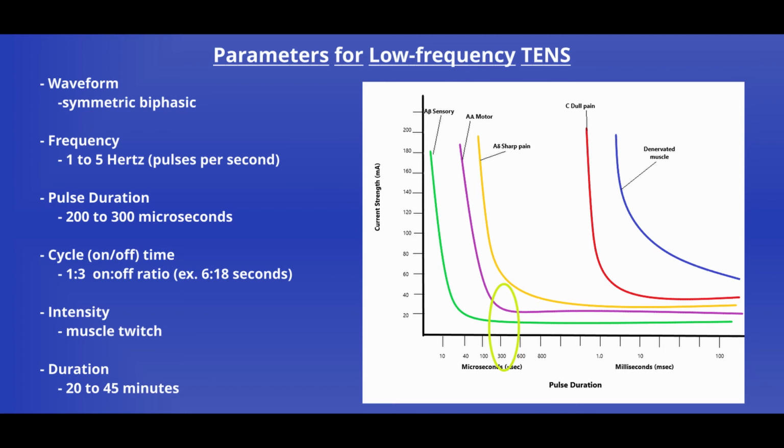This longer duration allows us to achieve a motor response at a lower intensity. The intensity is set to create a strong muscle twitch, and the E-stim is cycled on and off at a 1 to 3 ratio. Treatment duration ranges from 20 to 45 minutes. Here's a demonstration on how to initiate high-frequency and low-frequency TENS treatment.